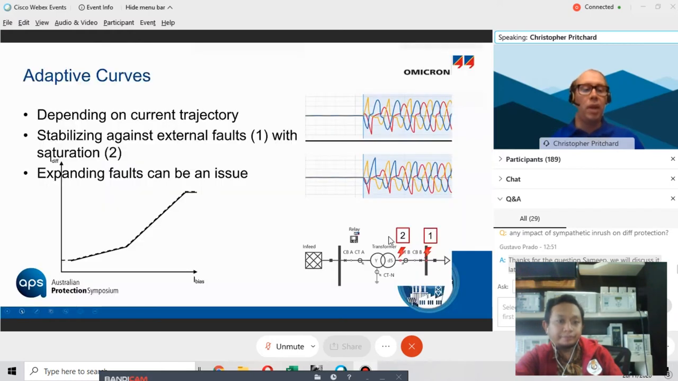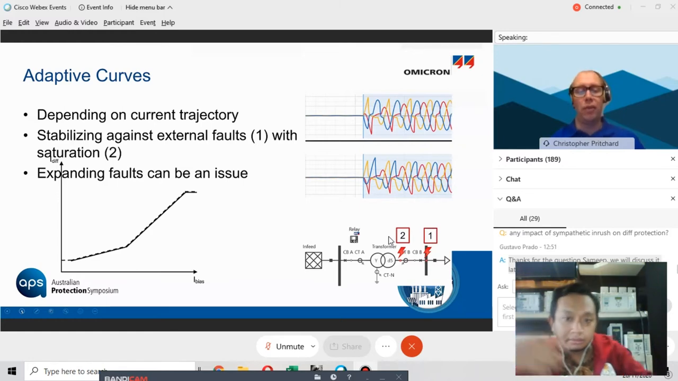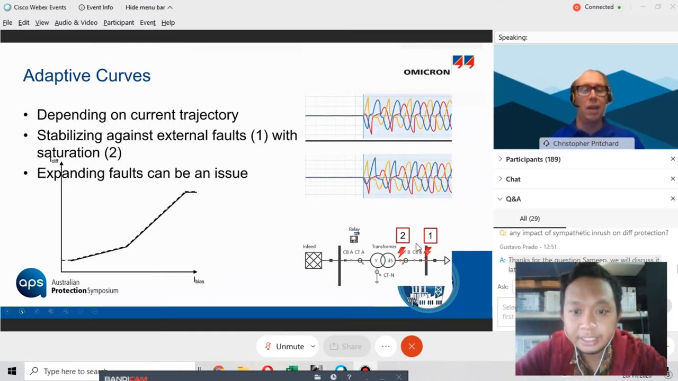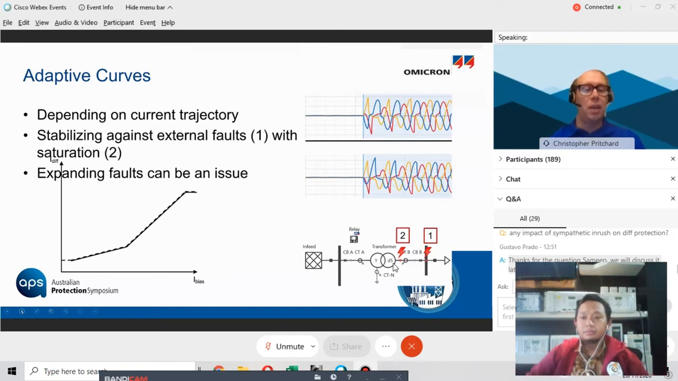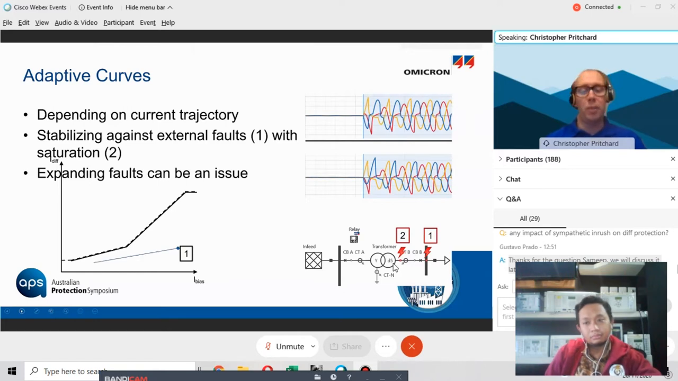Now, as I said, I want to look into the evolution of transformer protection relays. We encounter now that curves become adaptive, and often the motivation to have these adaptive curves is to reach a high sensitivity and at the same time stabilize against external faults. And what the relay algorithms are actually doing is they detect an external fault by seeing an increasing current on the restraining quantities, which is the bias current.